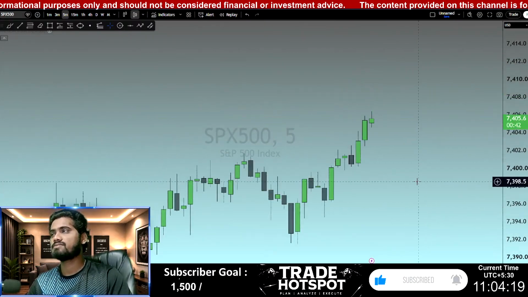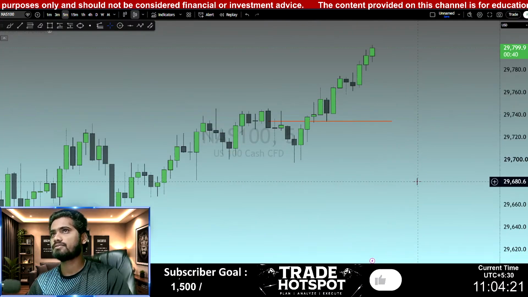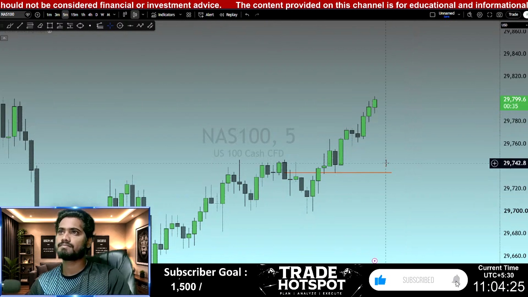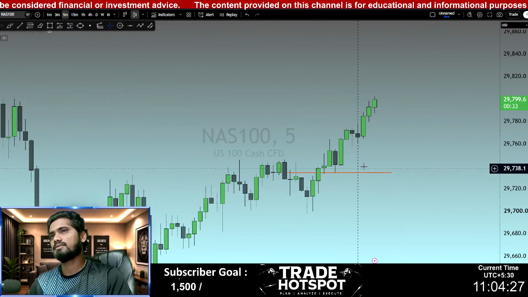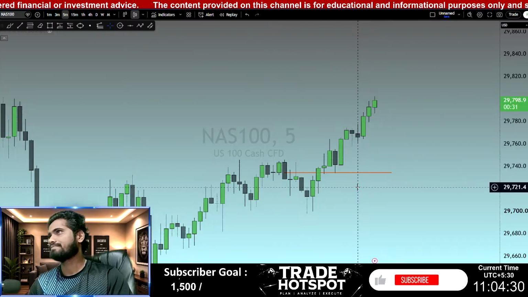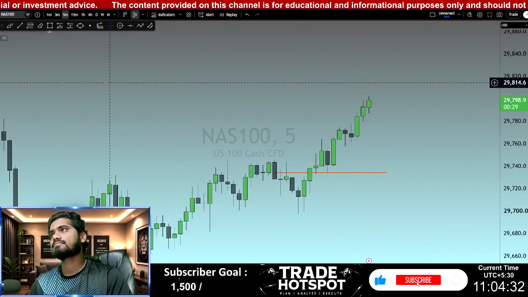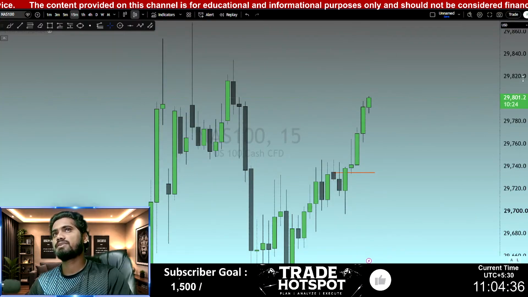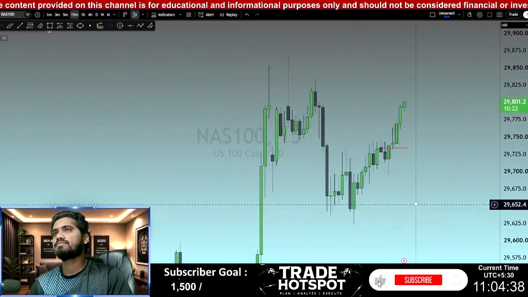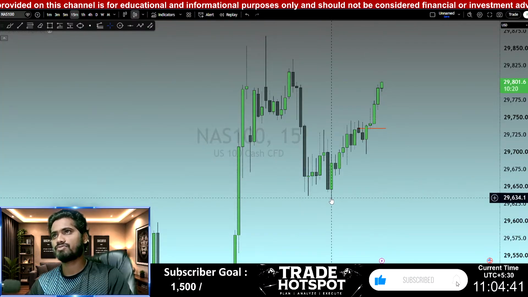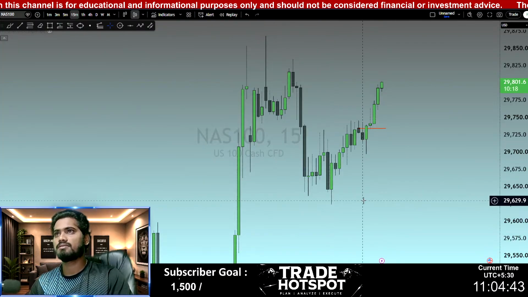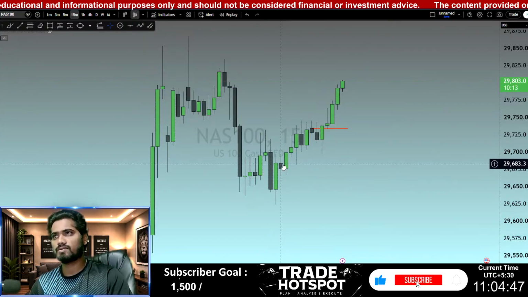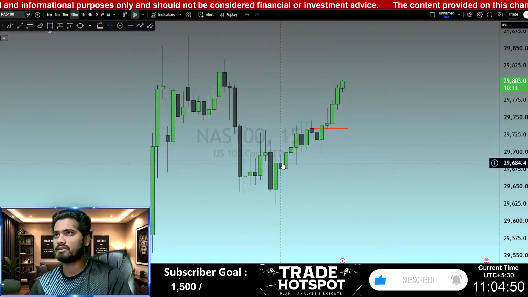You can check NASDAQ or US 500 here, it's moving up. Here there's an entry, here there's an entry. We are waiting for some retracement in the NASDAQ. We can do a trade here early because this trade is here. This is a rejection candle, so you can enter here at this area.